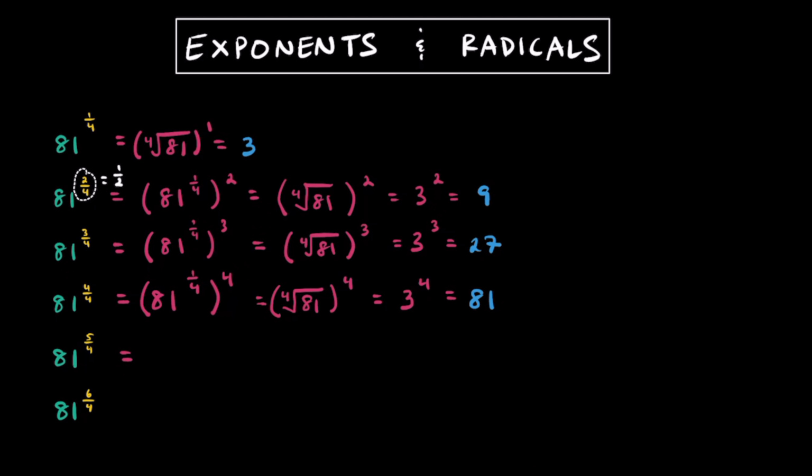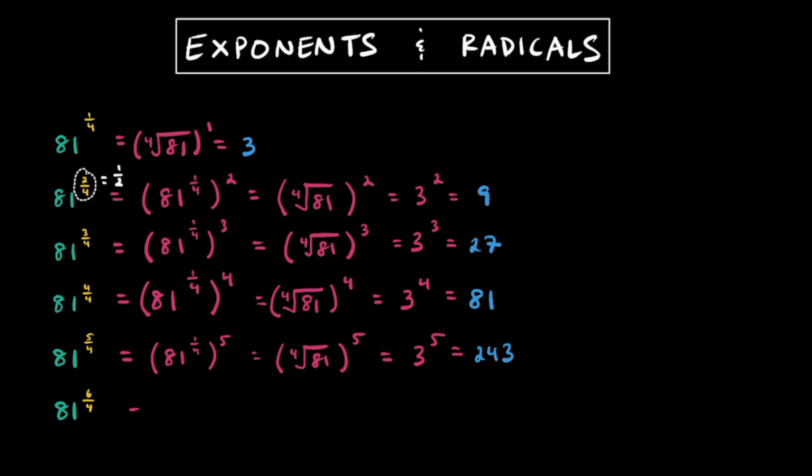Looking at this 81 to the 5/4 power, we can separate this and write 81 to the 1/4 power, but then raise that to the 5th power. That's really just going to say we have the fourth root of 81 raised to the 5th power. And the fourth root of 81 is equal to 3, so 3 to the 5th power is just going to equal 81 times 3, and I think that's 243.